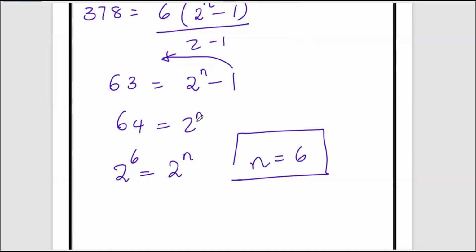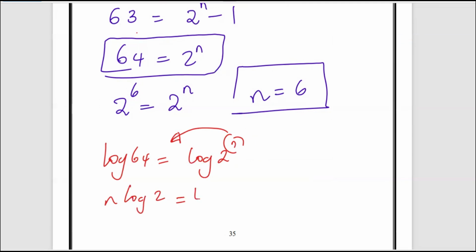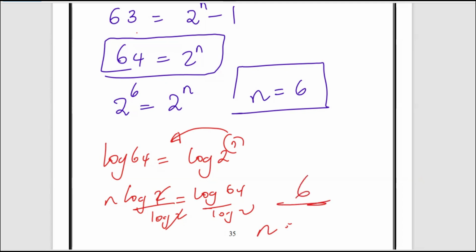Someone will say, how do you use the logs? So if we have a scenario like this, if you introduce logs on either side of the equal sign, I'll use log base 10 on either side. So log 64 is equal to log 2 to the N. We know that this N must come to that side. So N log 2 is equal to the log of 64. Then divide both sides by log 2, so log 2 over log 2 cancels. Then just punch that into the calculator. Log 64 over log 2 gives 6. So you still end up with your 6.